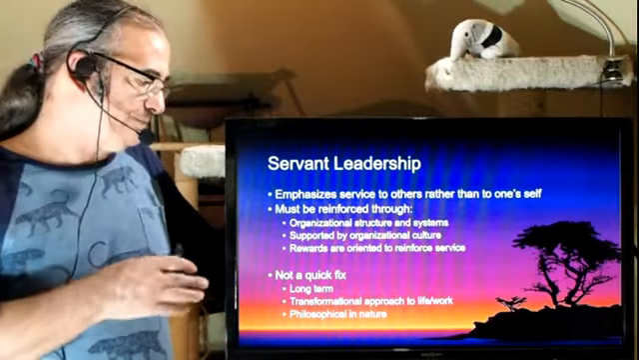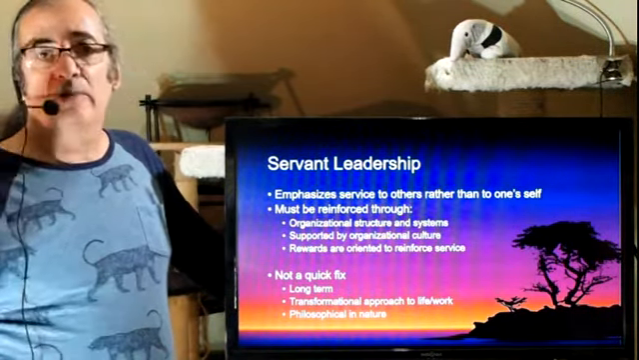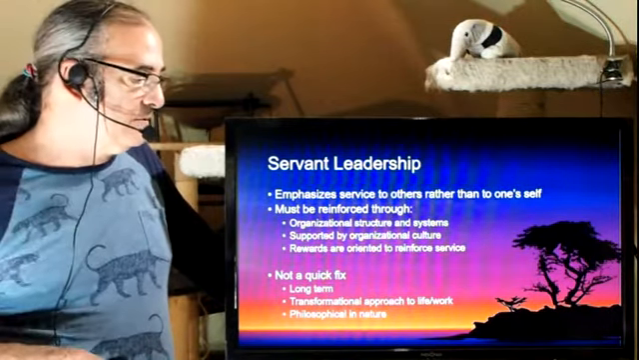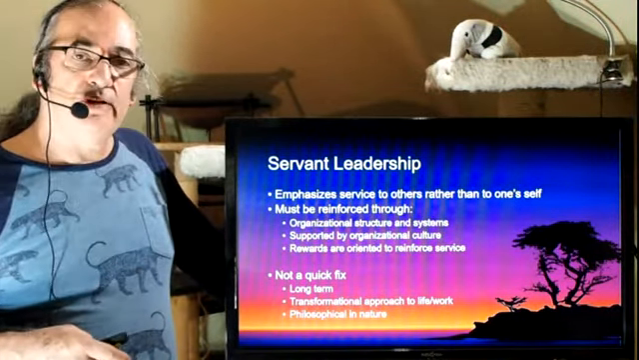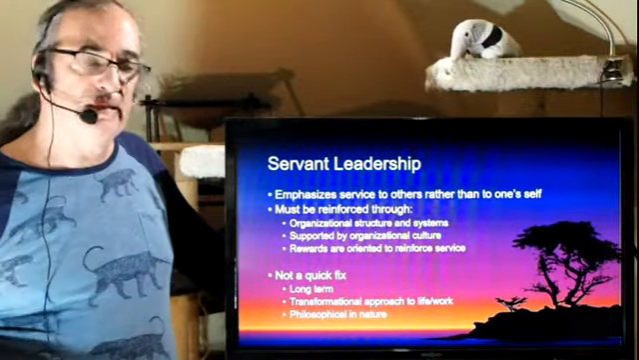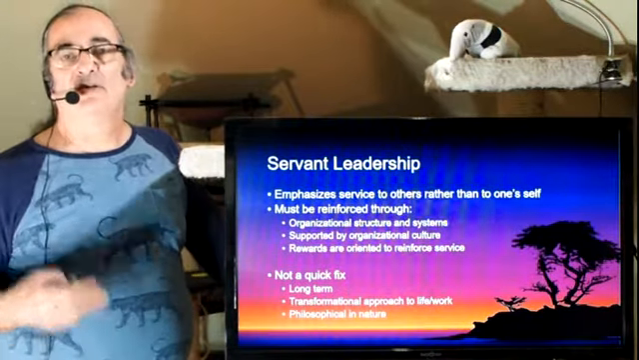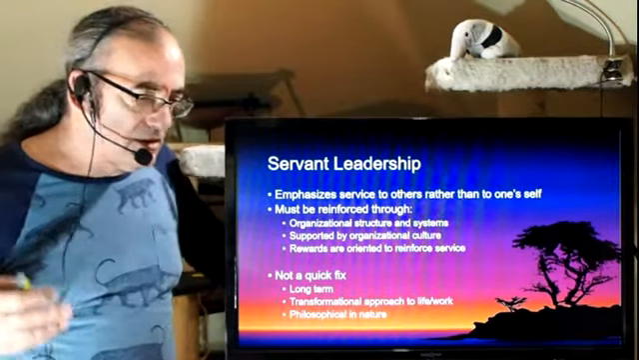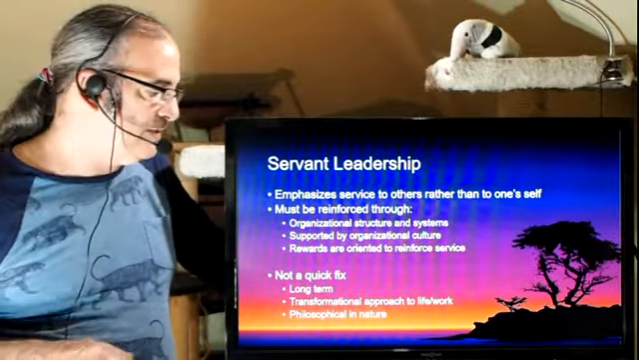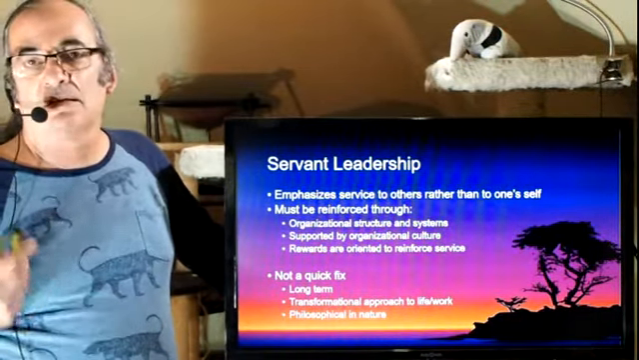That's the bad news. It's supported by organizational culture, and we're going to talk about culture in organizations down the road. Rewards are oriented to reinforce service. We're going to talk about feedback and rewards and how we can manipulate those outcomes. It's not a quick fix, and nothing useful is rarely a quick fix. It's a transformational approach that is a life's work.